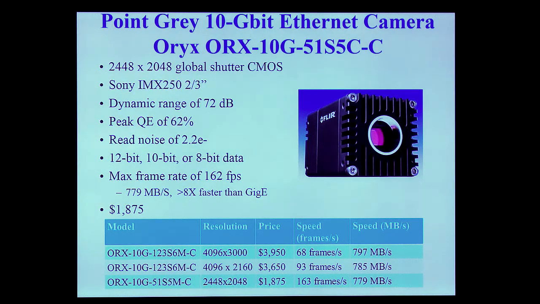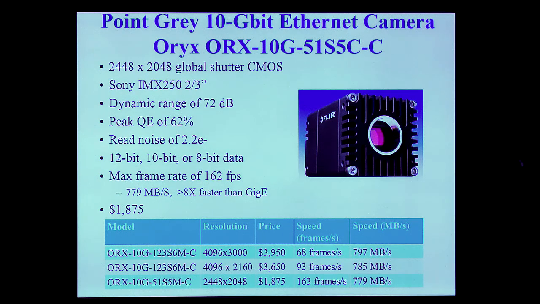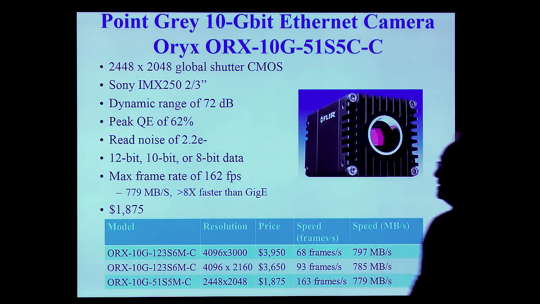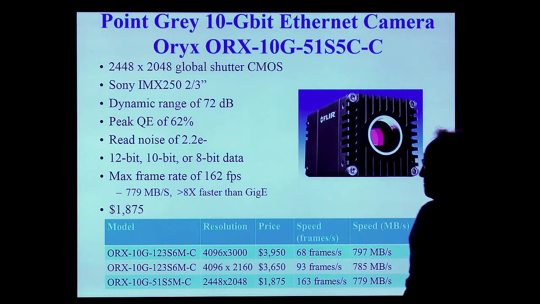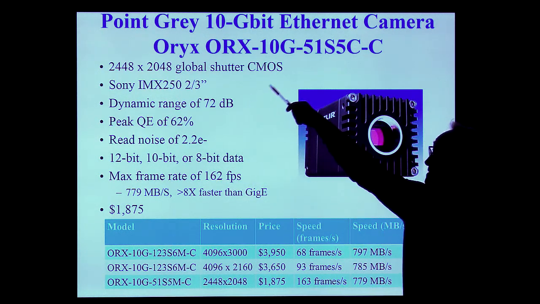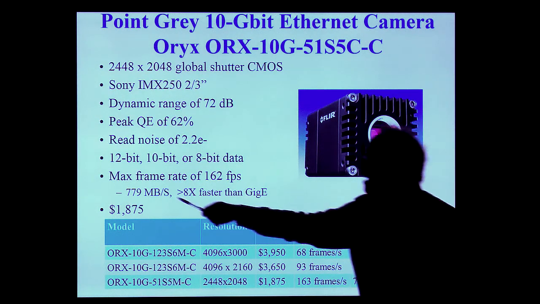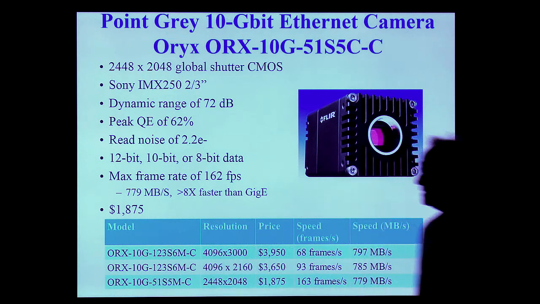And then finally, this is the new 10 gigabit Ethernet camera. This is another Sony chip, and it's got 2.2 electron read noise for an uncooled camera. That's pretty amazing. Again, 8 or 12-bit data. This will also do 162 frames a second, but because it's a lot more pixels, that works out to be almost 800 megabytes a second. And again, it's very reasonably priced.